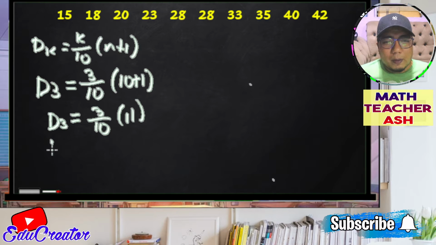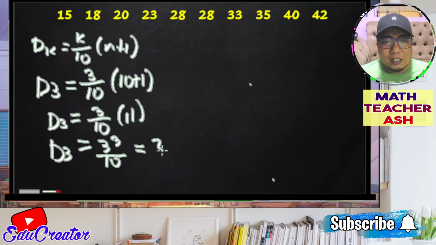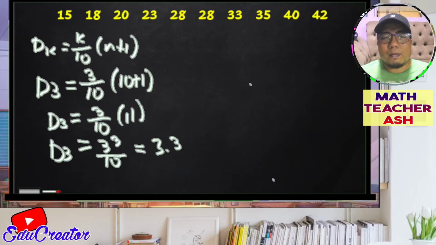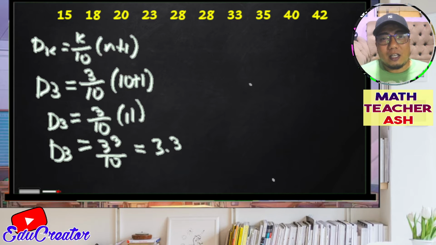If we multiply that by 3, that will become 33 over 10, which is, if we divide 33 by 10, the answer is 3.3. Of course, my dear math learners, our answer here has a decimal value. So we need to apply the linear interpolation.